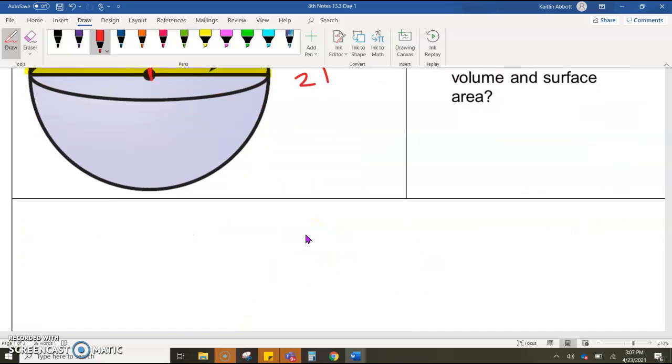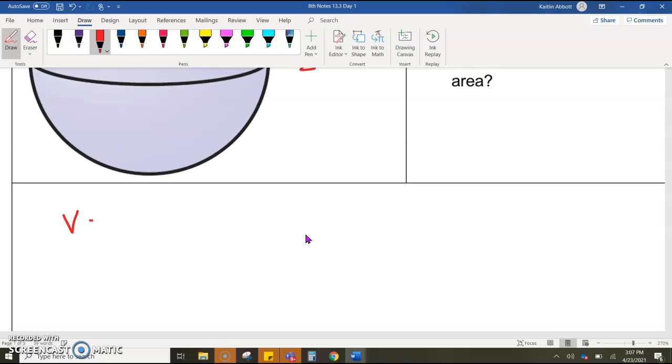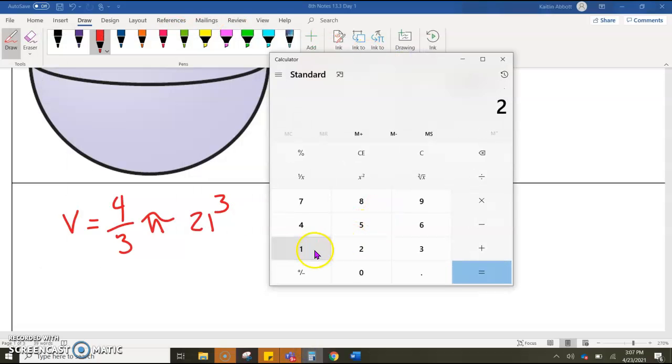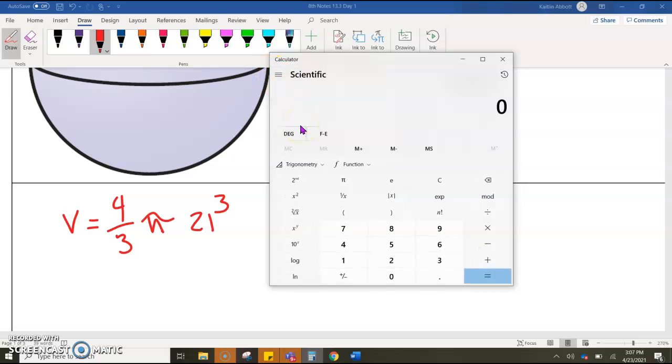So let's type it. So our formula, volume equals 4/3 pi, pi times 21 cubed. So I'm going to take the calculator and I'm going to do 21 cubed. You're like, uh-oh, there's no cubed on here. We are probably going to have to go now to scientific calculator.